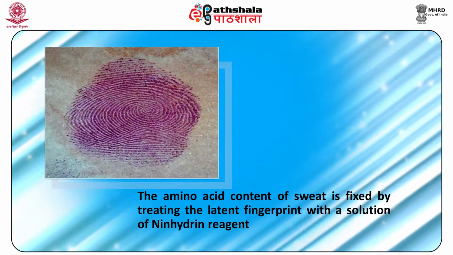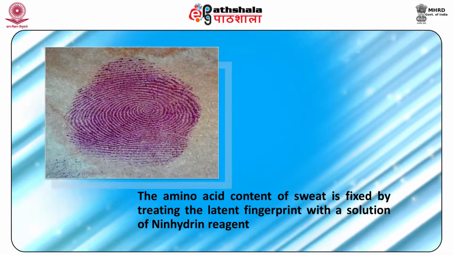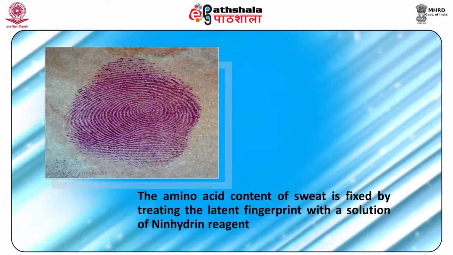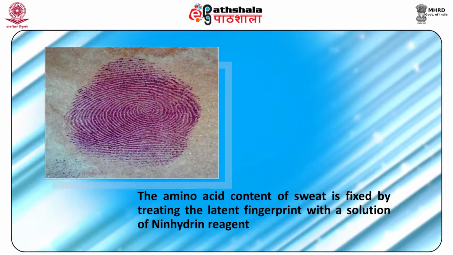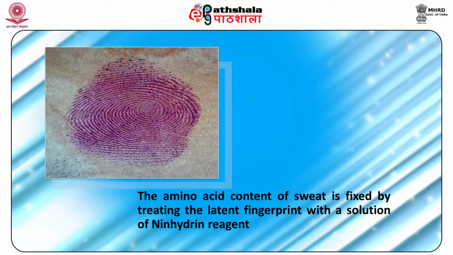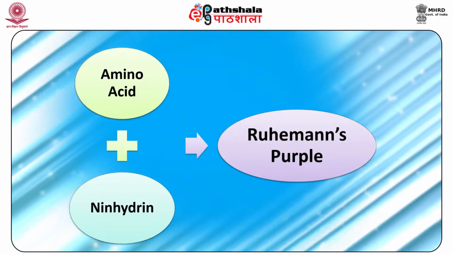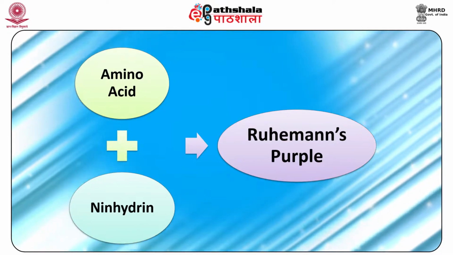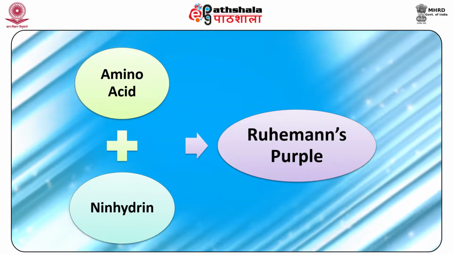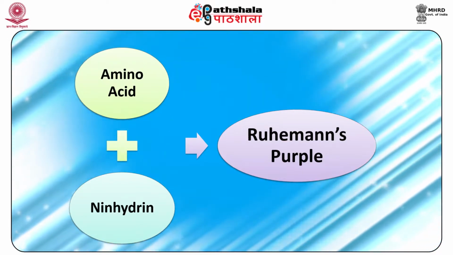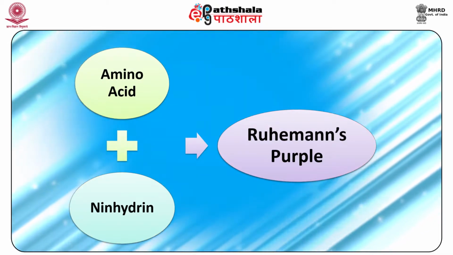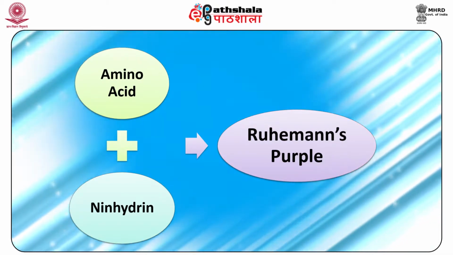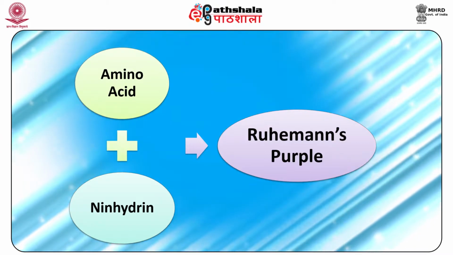The amino acid content of sweat residue may be fixed by treating the latent fingerprint with a solution of Ninhydrin reagent. The amino acid Ninhydrin reaction produces a purple colored compound called Ruhemann's purple, which becomes deposited along the ridges, making the latent fingerprints visible.